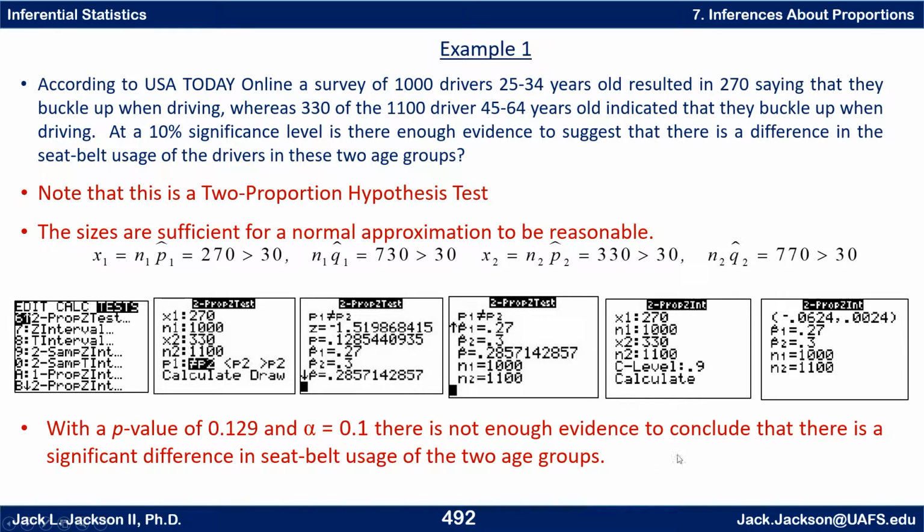Okay. So our conclusion is, with a p-value of 0.129 and an alpha level of 0.1, there's not enough evidence to conclude that there is a significant difference in seatbelt usage of the two age groups.